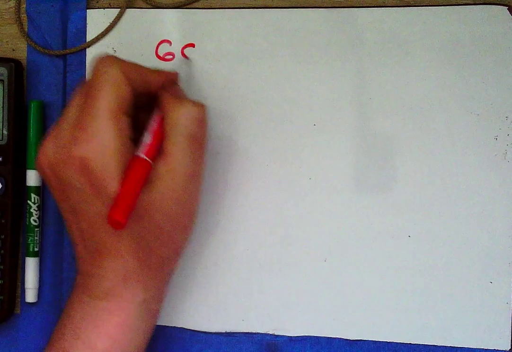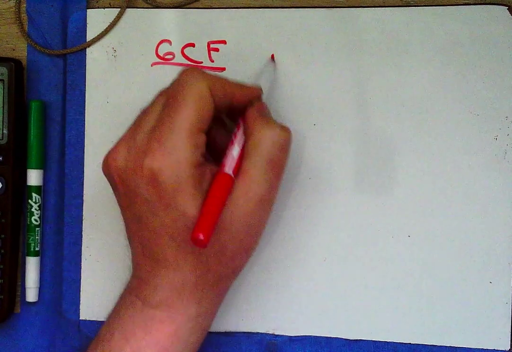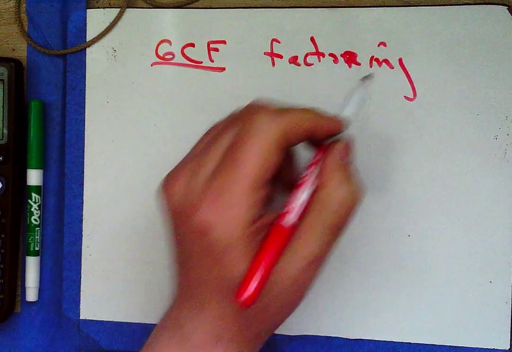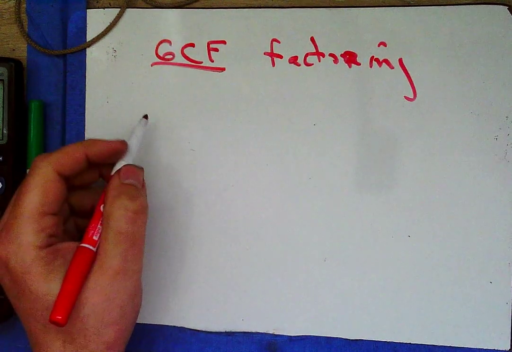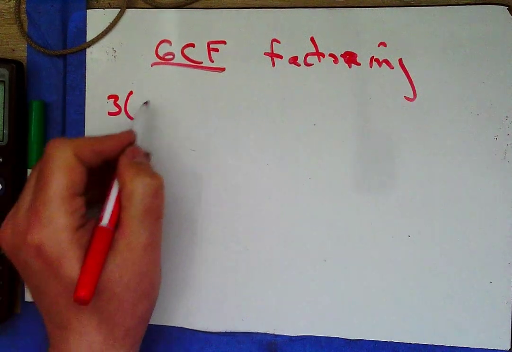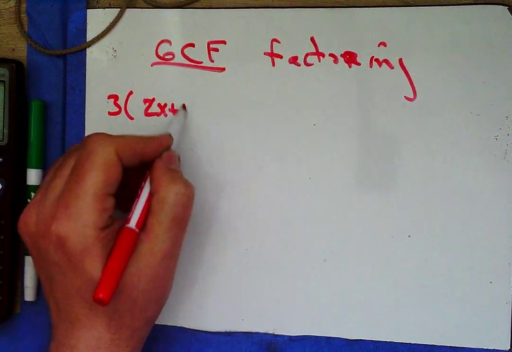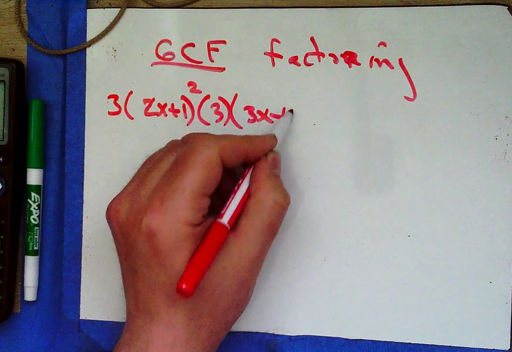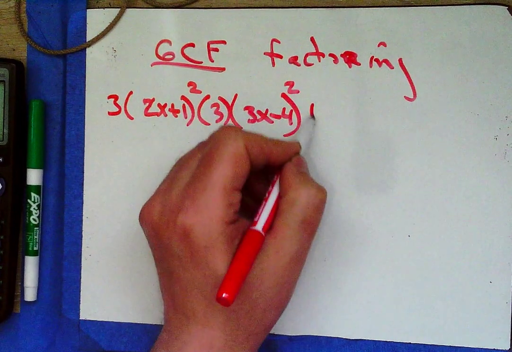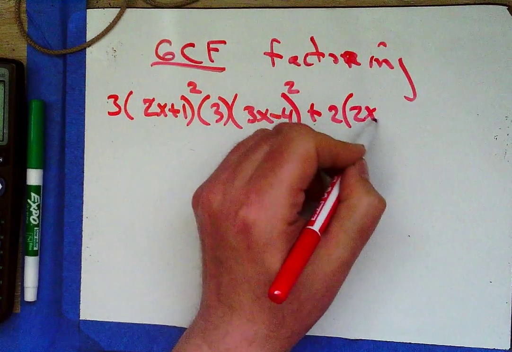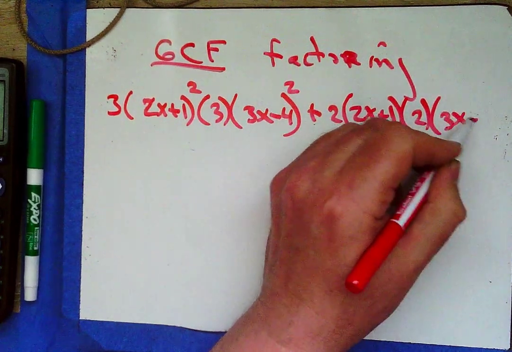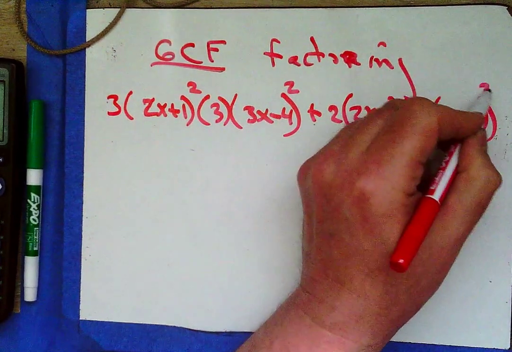Okay, so now, here's what we're doing today. We're doing some more practice with GCF factoring. And I know you say, but we've done GCF factoring. Yes, yes you have. However, 2x plus 1 squared, 3x minus 4 squared, plus 2x plus 1 to 3x minus 4 cubed.